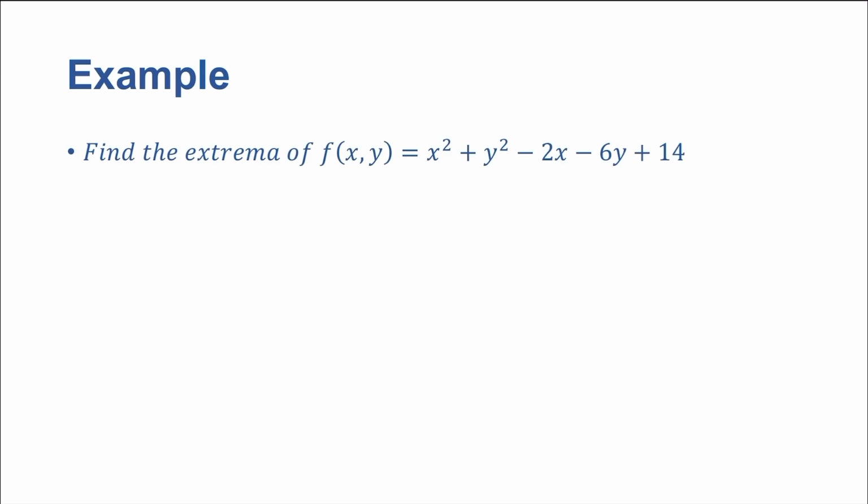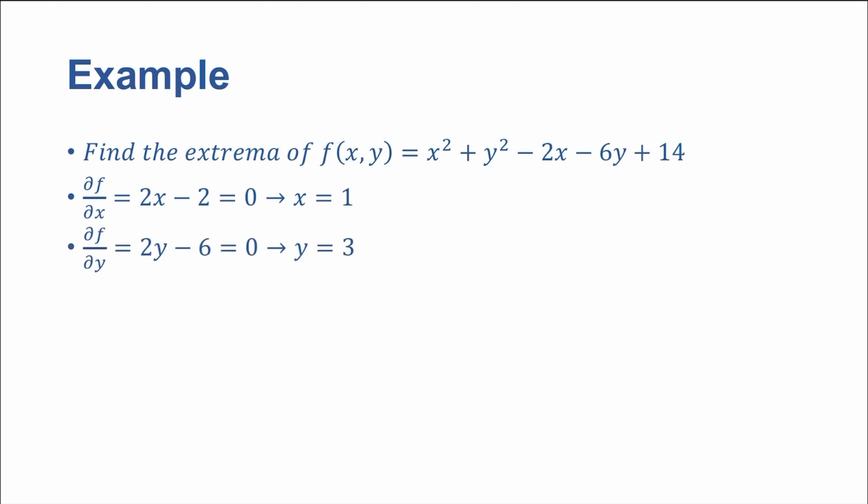So I'd like us to find the extrema of f of x, y equals x squared plus y squared minus 2x minus 6y plus 14. Okay, so what we're going to do here is we're going to take our partial derivative with respect to x and set it equal to 0. So if I take the partial derivative of f with respect to x, I get 2x minus 2. Set that equal to 0, and I get x equals 1. If I do the same for partial f, partial y, I get 2y minus 6. Setting that equal to 0, I get y equals 3.